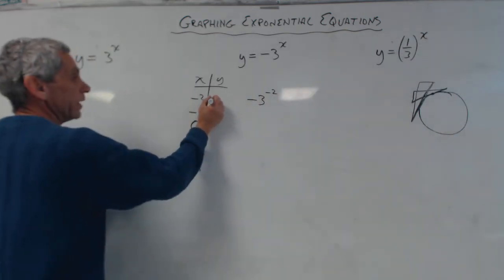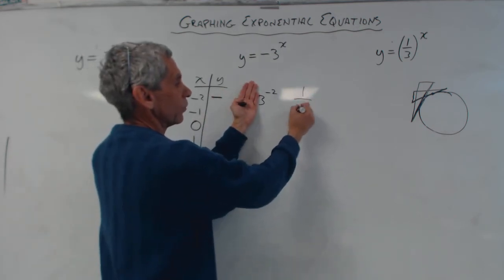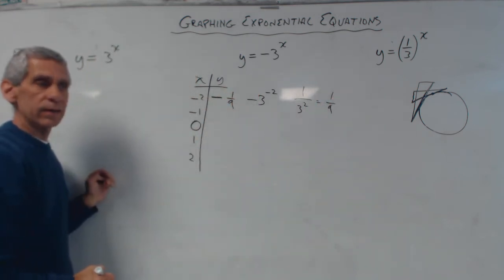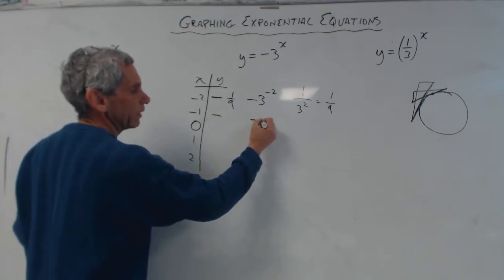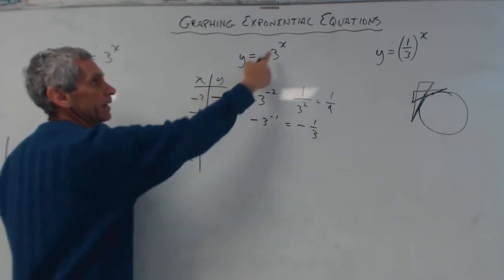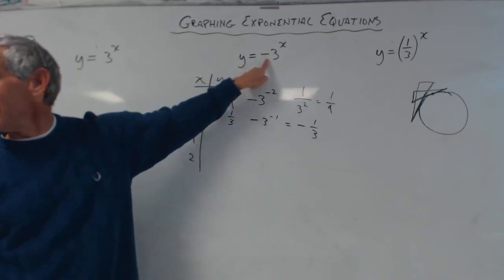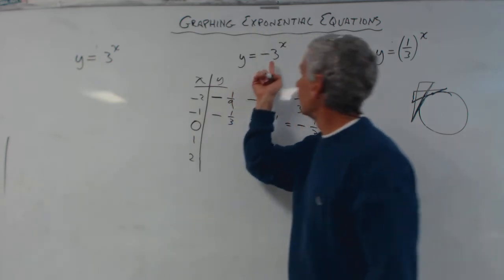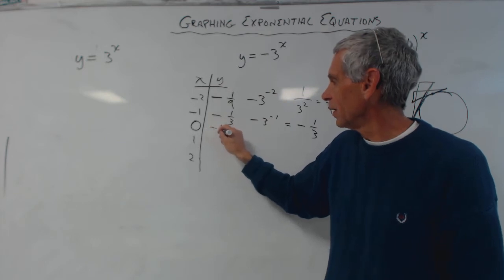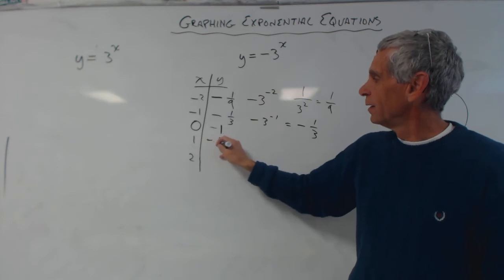So immediately I'm going to put a negative here. And then I'm thinking, what is 3 to the negative 2? Well, it's 1 over 3 squared, which is 1/9. So it's negative 1/9. It's just a negative. And negative 3 to the negative 1 is negative 1/3. Anything to the 0 power is 1, but it's going to be negative 1. So 3 to the 0 is 1, so it's negative 1. And then 3 to the 1 is 3, so it's negative 3, and negative 9.